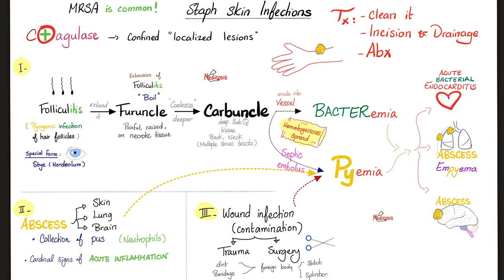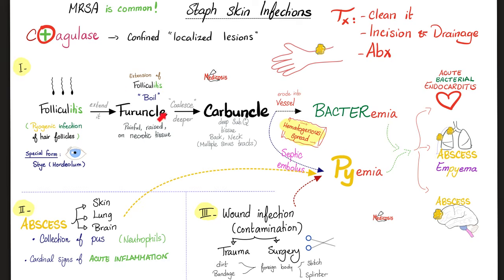What the flip is a follicle? This is your hair follicle. Okay, it's a pyogenic infection? Yeah, because Staph is a pus-producing organism. Okay, let's make this bigger. Now it's called furuncle. Painful raised lesion on necrotic tissue. It's an extension of the folliculitis. Furuncle has another name, boil.